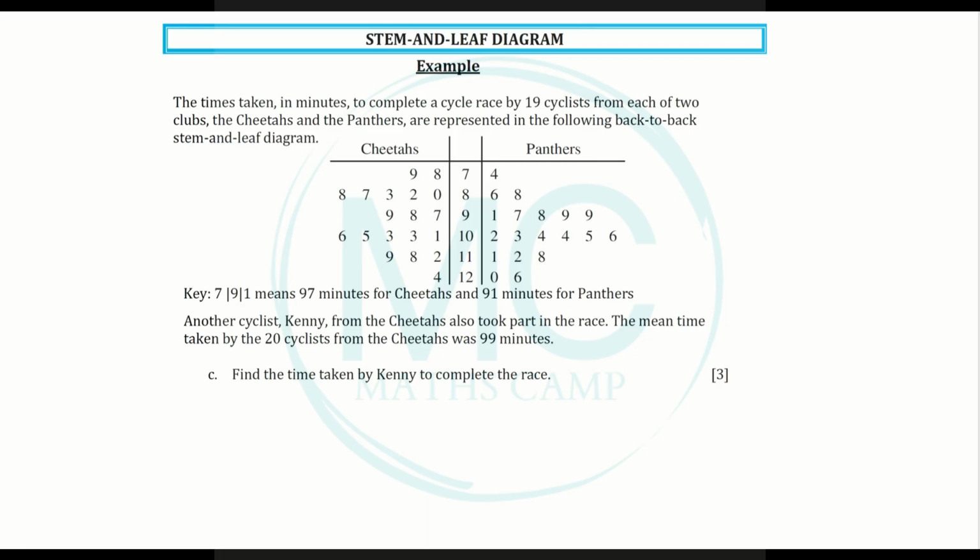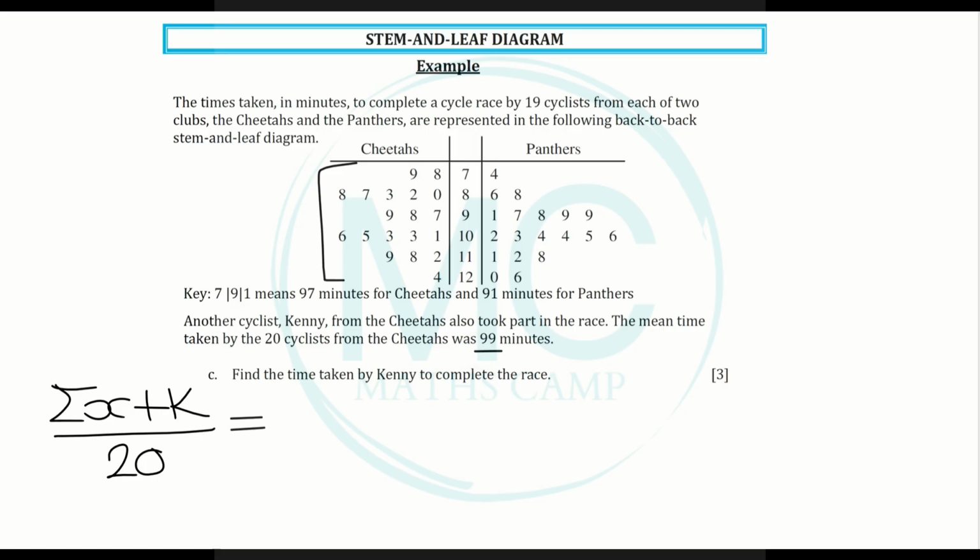So in other words, if we take all of our values for the Cheetahs in our diagram, add them all together, so I'm just going to say the sum of x, plus Kenny's value, and divide by, now we have 20 cyclists, let's divide by 20, we're going to get the value of the mean, which we now know is 99. We are going to use this to find Kenny's time.